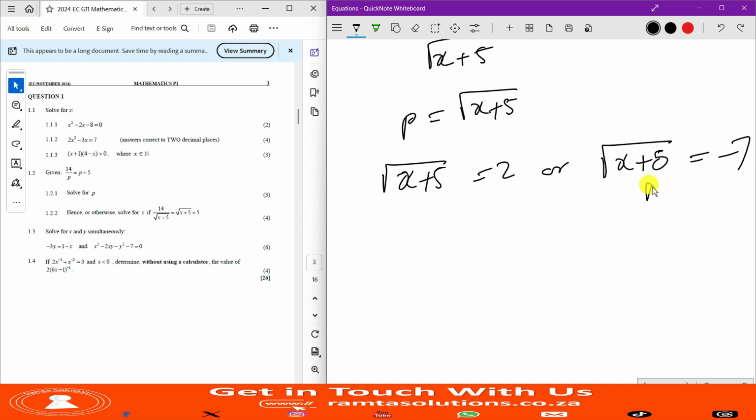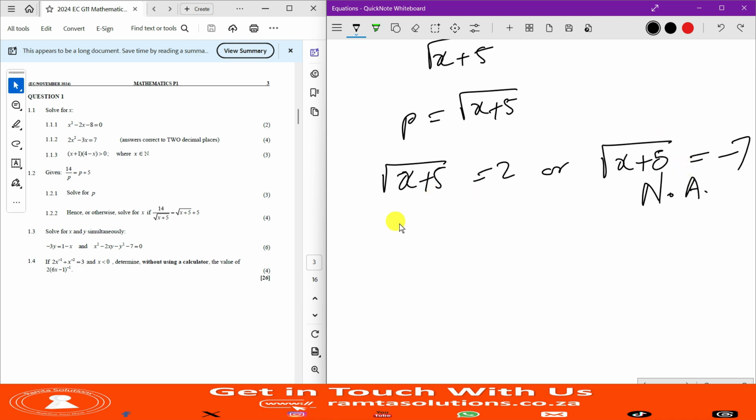So this one is not possible. You will never get this one. For this one, we are saying it is not possible. You can cancel it as well if you like. So square root of x plus 5 can never be equal to negative 7. There's totally no way that you will get square root of x plus 5 being negative 7. So we die with this part here.